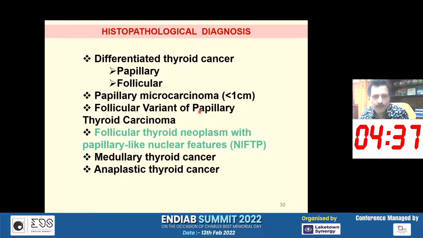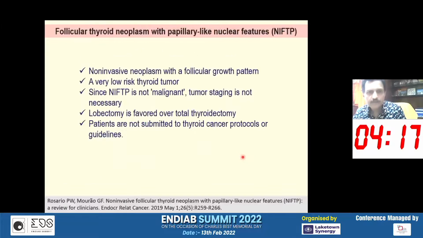It may be follicular variant of papillary thyroid carcinoma, follicular thyroid neoplasm with papillae-like nuclear feature, medullary thyroid cancer, anaplastic thyroid cancer. So this patient actually had this follicular thyroid neoplasm with papillae-like nuclear feature. So NIFTP. NIFTP is basically a little bit newer terminology. Now this is basically a non-invasive neoplasm with follicular growth pattern, a very low risk thyroid tumor.